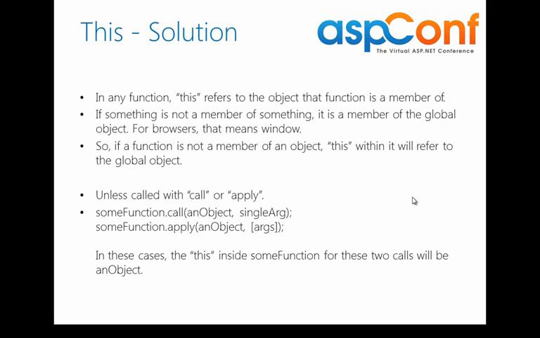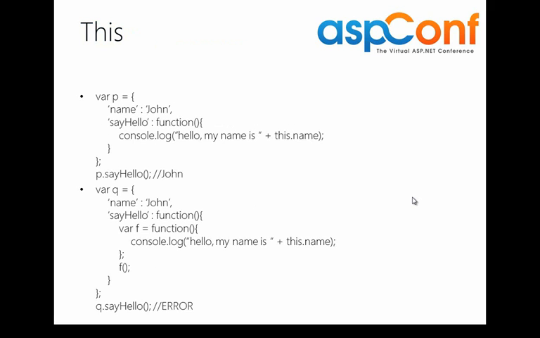Why does this happen? The reason this happens is that in any function, this refers to the object that the function is a member of. Okay, if something is not a member of something, it's a member of the global object. For browsers, that's window. And if a function is not a member of an object, this will refer to the global object. So if you look back at this example, you can see that this function in P is a member of the object, sayHello.